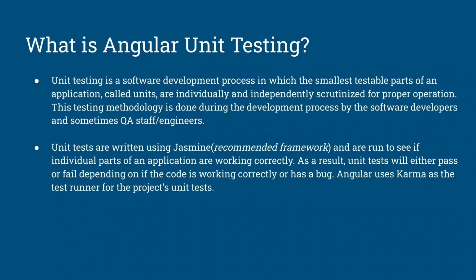Unit test, we start from unit testing. Unit testing is a software development process in which the smallest testable parts of an application, called units, are individually and independently scrutinized for proper operation. This testing methodology is done during the development process by the software developers and sometimes QA staff. Unit tests are written using Jasmine and are run to see if individual parts of an application are working correctly. As a result, a unit test will either pass or fail depending on whether the code is working correctly or has a bug. Angular uses Karma as the test runner for the project's unit tests.